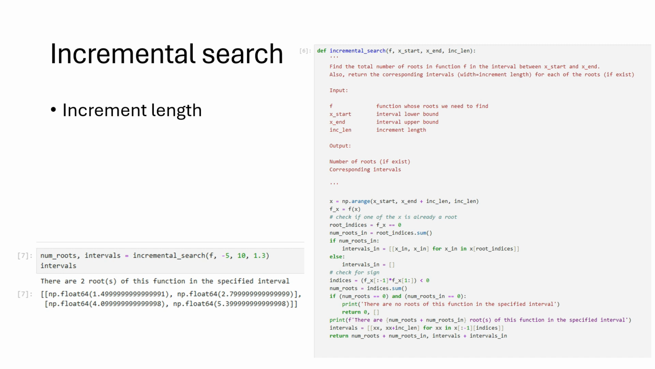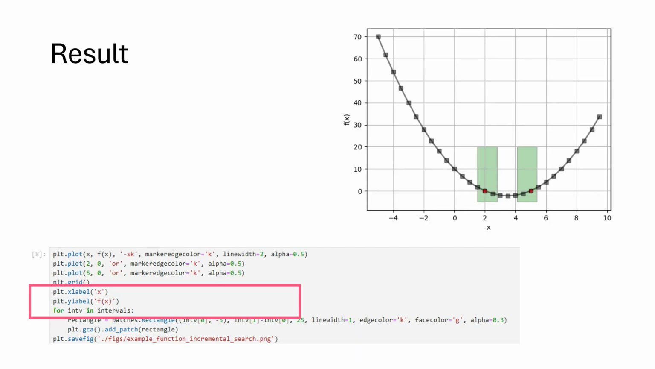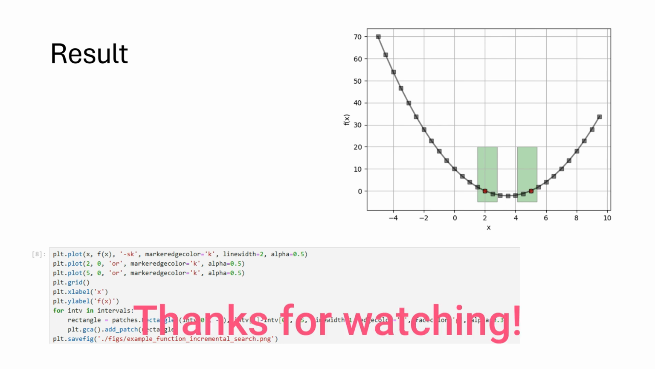In cell 7, we apply the incremental search on the example quadratic equation. And we can see that the function outputs correctly the intervals that contain the roots at x is equal to 2 and 5. In cell 8, we plot the intervals containing each of the two roots. These are the intervals that we obtained using the incremental search. As we saw, incremental search can help us identify the intervals, using which we can carefully select the initial guesses for the bracketing and open methods.